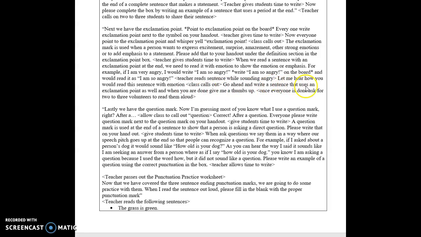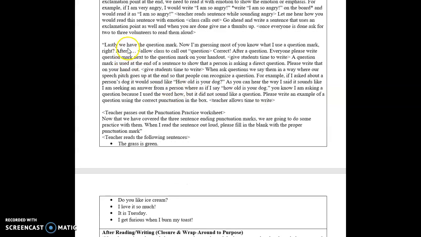I would say, go ahead and write a sentence that uses an exclamation point as well. And when you are done, give me a thumbs up. Once everyone gives a thumbs up, we would move on to the question mark. I would say, I'm guessing that most of you know what a question mark is, right? It goes after a question, and then I would allow them to yell out "question." After a question, everyone please write "question mark" next to the question mark on your handout.